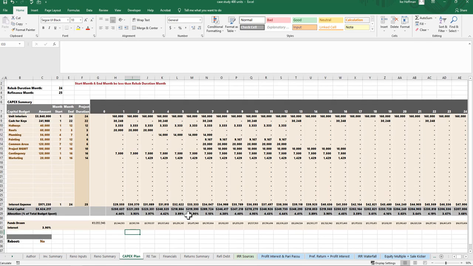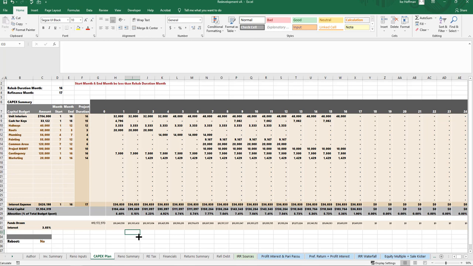The Capex Plan is another tab that's totally unique to the redevelopment model. It really allows you to get detailed with your common area capital, your exterior capital, your project management costs, your contingencies, your marketing expense. The interior units and the keys for cash, that's flowing in directly from the Reno Inputs tab, which we just did.